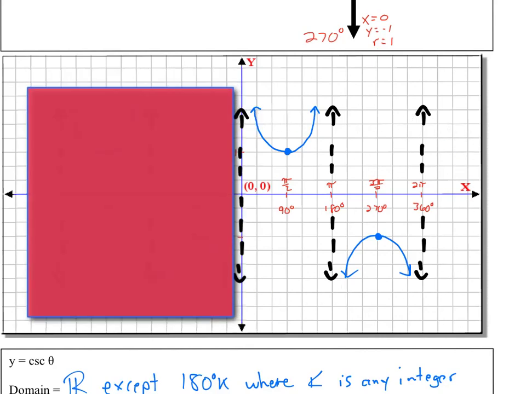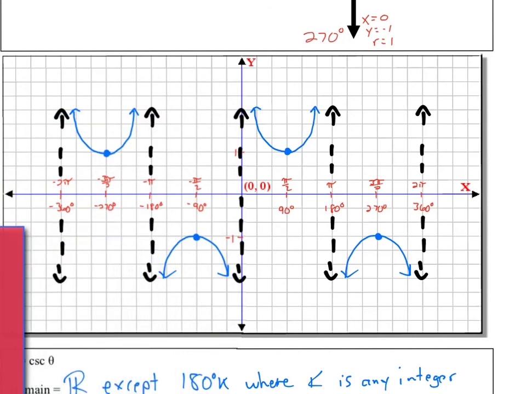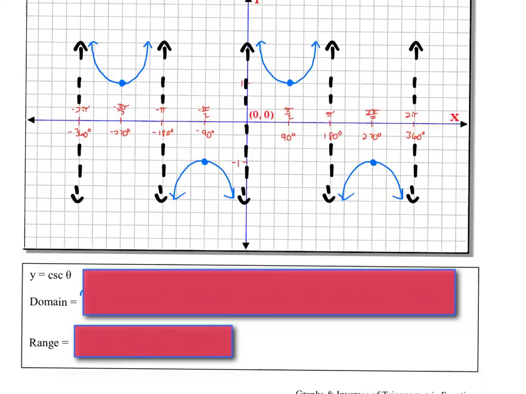This repeats itself over and over again. Once again, this graph is repeated forever, left and right. It's because it's periodic. That's what a periodic function means. So let's answer these questions down here at the bottom. So what is the domain?